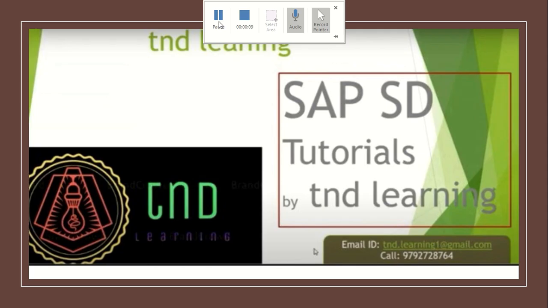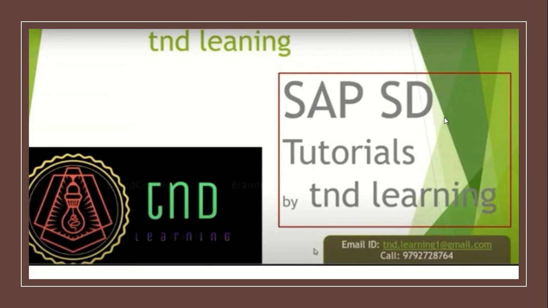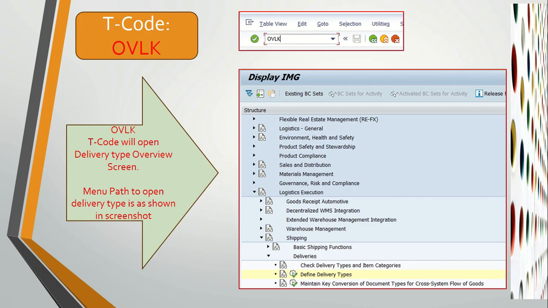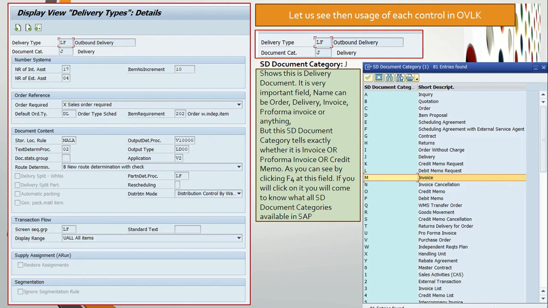In this video, we are going to cover delivery type part 2. Part 1 we have already covered, in which we covered some fields in the delivery type control, like what is document category, what is number range internal assignment, what is number range external assignment, and item number increment. Now in this part 2 we are starting from this section.